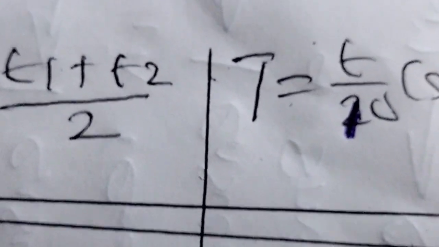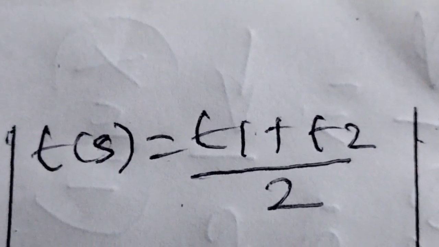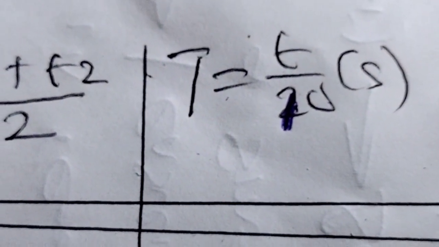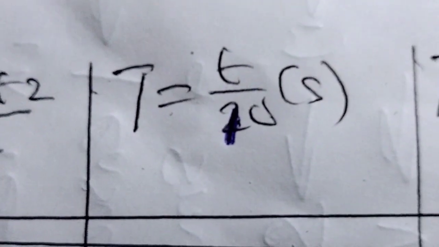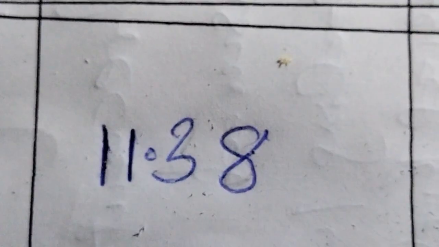Then to find our period, it is the average time over the number of oscillations, t over 10, where capital T is the period and small t is the average time, T1 plus T2 over 2. So dividing 11.38 by 10, we'll have 1.138. Dividing 11.46 by 10, we'll have 1.146.